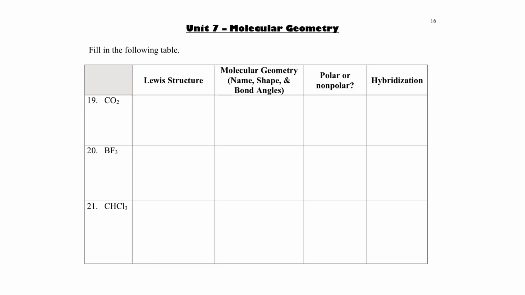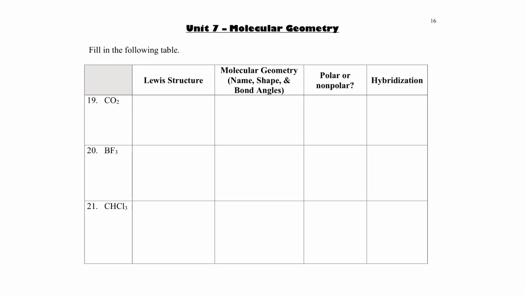Alright, so this video is dealing with Unit 7, so this one's shorter than the last two, most likely, in terms of the video length. But we're dealing with molecular geometry. So, you can see there are a couple different things I asked you to fill out. You had to draw the Lewis structure, tell me what the molecular geometry was, tell me whether the molecule was polar or nonpolar, and then decide about the hybridization.